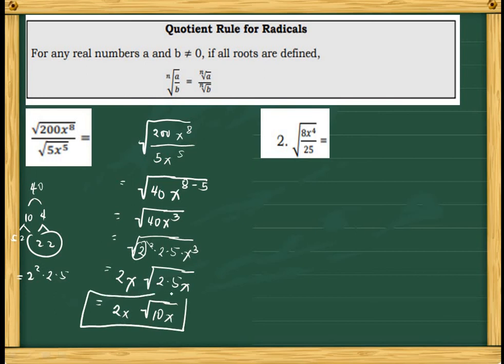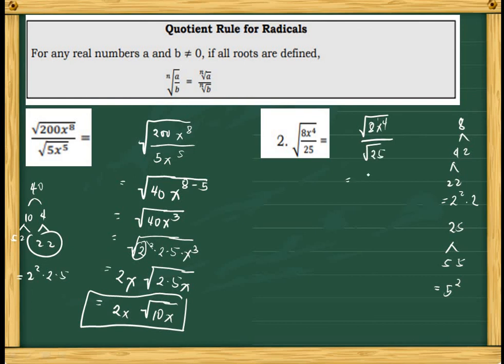Therefore, square root of 200 x to the 8th power divided by square root of 5x to the 5th power is equal to 2x square root of 10x. Next, how about this one? So, we have here factor po natin si 8. That is 4 times 2, 2 times 2. So, we have 2 squared times 2 as its factor. So, 25, 5 times 5. So, we have here 2, 5. So, pwede na po natin i-write as square root of 8x to the 4th all over square root of 25.